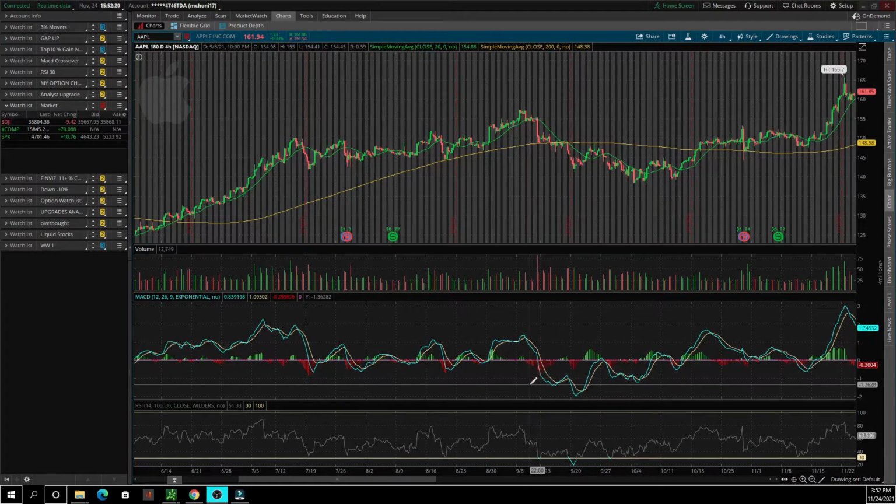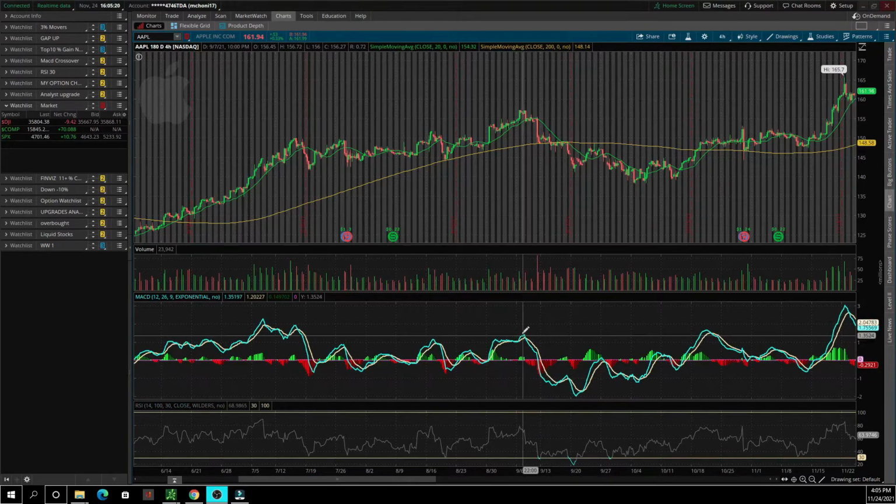When the MACD is in the negative zone, it means the stock is bearish, and when it's in the positive zone, it means the stock is bullish. Now, someone who just started trading is probably going to ask, what do I mean by that? When the stock is bearish, it means people are selling. In other words, there are more sellers than buyers, and the stock is dropping. You see what I mean?